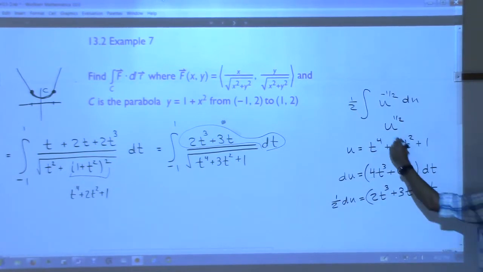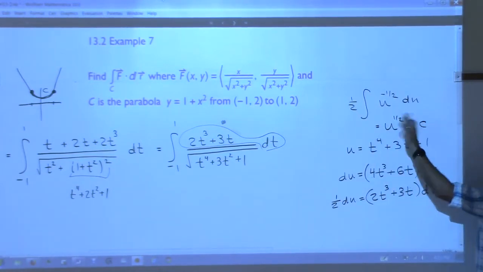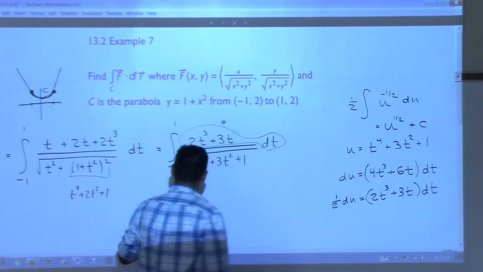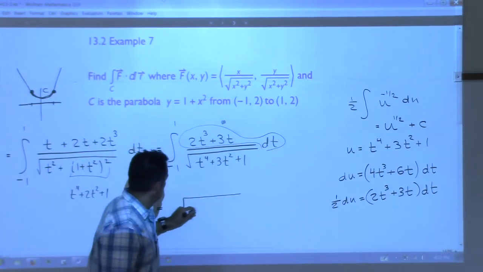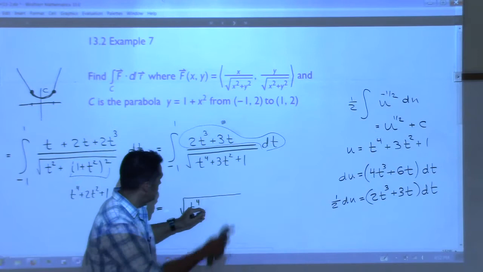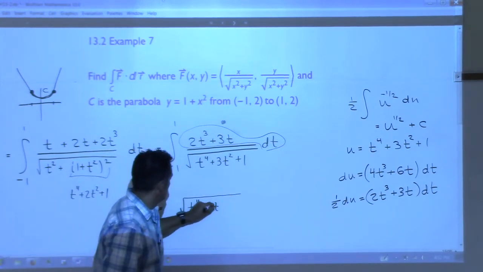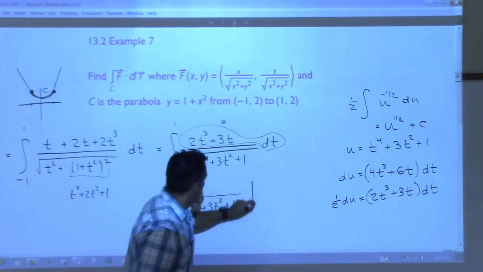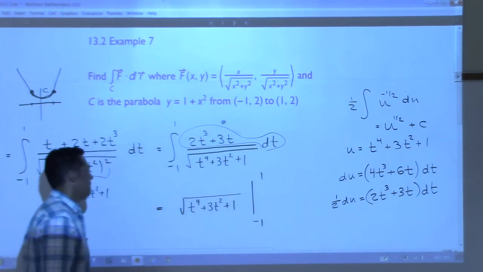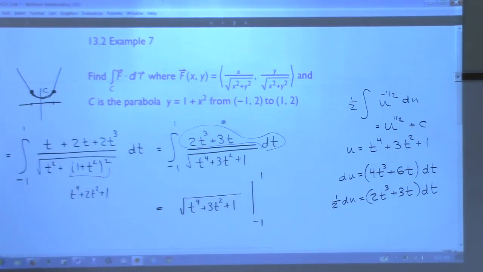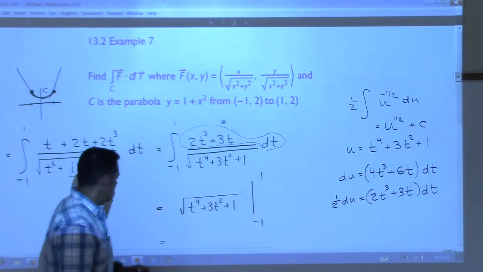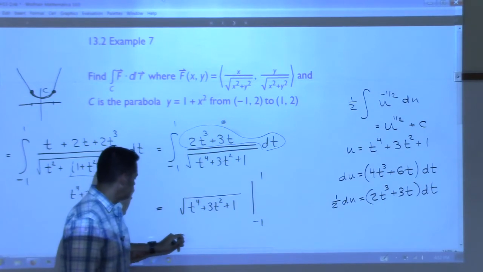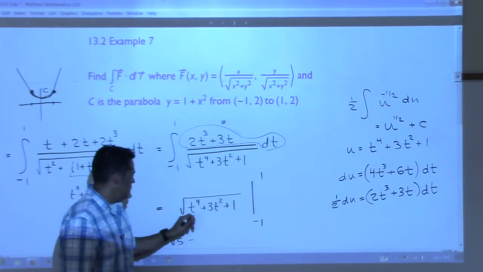That's the antiderivative. Plus a constant, but we're going to a definite integral anyway. So the antiderivative of this is, at the end of the day, square root of u, that's u to the 1/2, so the square root of 3t squared plus 1. And then we're evaluating that from negative 1 to 1. So when we plug in 1, we get root 5, minus, and then, is it root 5 again?